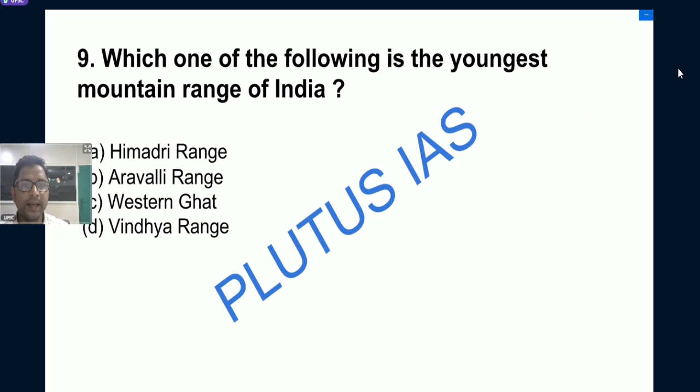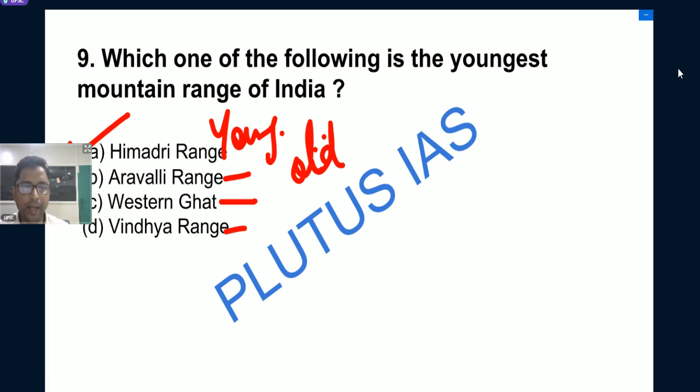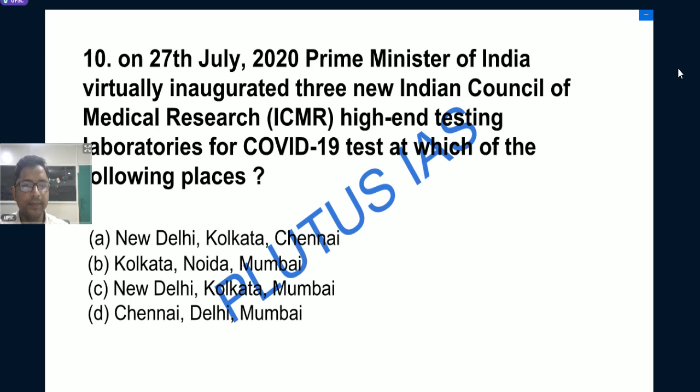Which one of the following is the youngest mountain range of India? Now this was a very easy question, because we all know that the Aravalli and Vindhya ranges are old fold mountain systems of India. The Western Ghats owes its origin to the time when India was a part of Gondwanaland. Then Himadri or the Great Himalayas, this is the young fold mountain. So this is the answer, Himadri or the Great Himalayas.